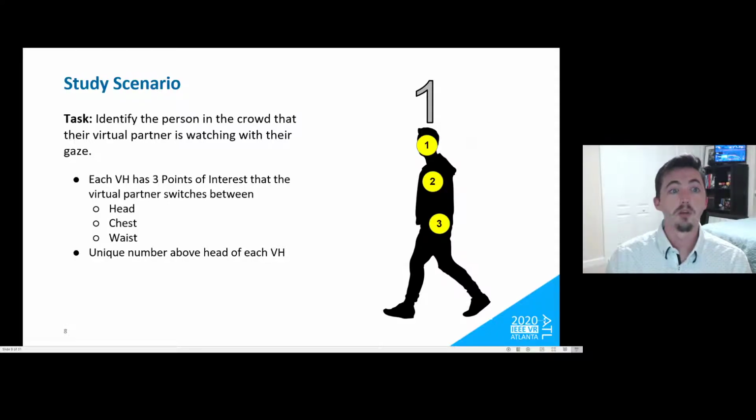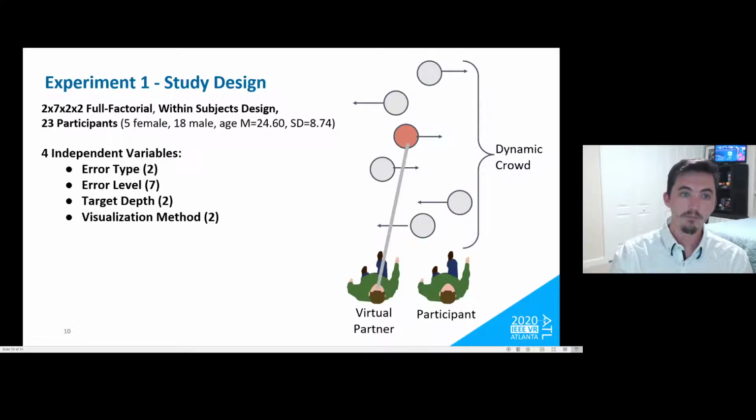One other quick point to bring up is that each of those people in the crowd has 3 different fixation points to simulate a more natural eye behavior from that virtual partner. So he could be looking at their head, their chest, or their waist, and he'll randomly flip between those 3 points roughly every 750 milliseconds. There's also a number that floats above that person's head that can be used by our participant to identify their selection. So they can say, oh, it's person number 1 that our partner is looking at.